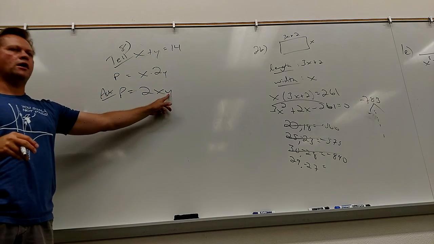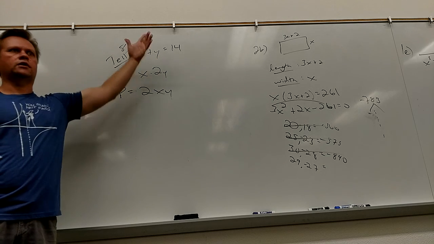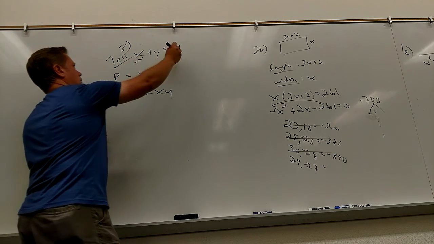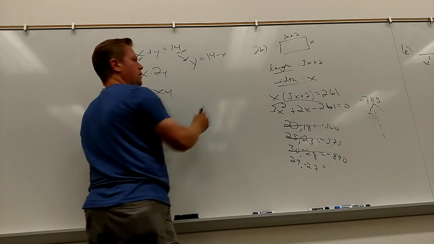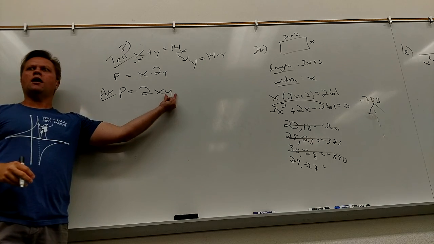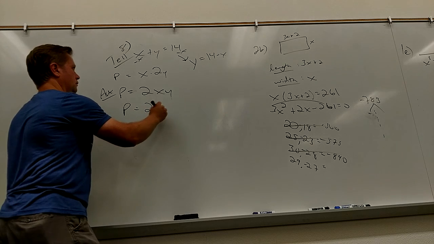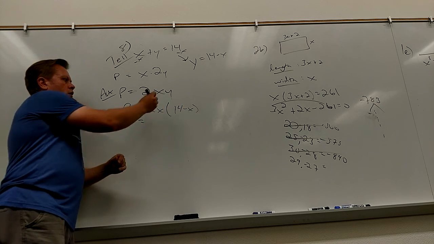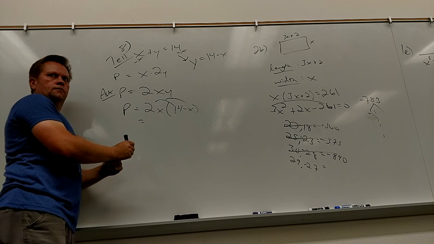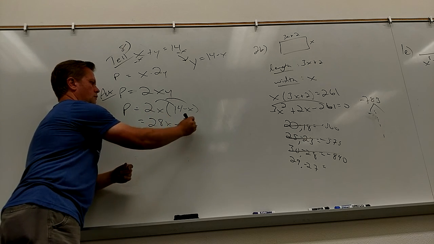Well, if only I knew what y was in terms of x. How do I do that? Subtract x. So I know for a fact that y has to be 14 minus x. So wherever I see y, I can replace it with 14 minus x. Now what happens to this when I do that? 28x minus 2x squared. Cool.